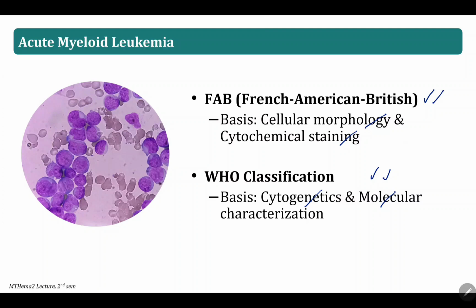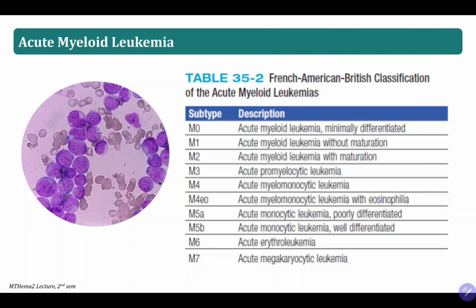Now, on the FAB, these are the different subtypes for your FAB classification of your acute myeloid leukemias. We have M0 until M7. Meron tayong M8. Okay, mukha lang siyang M8. Ito yung recall sa boards. This is your acute basophilic leukemia. Pero sobrang rare nito, kaya hindi siya kasama sa subclassification ni FAB.